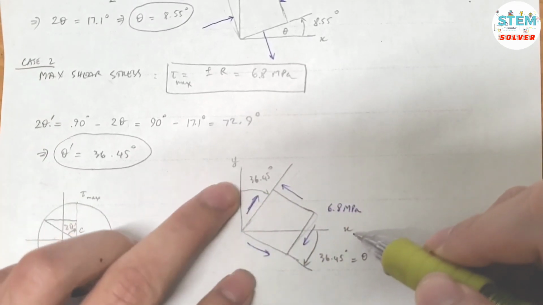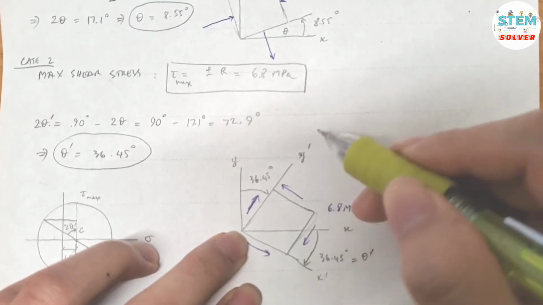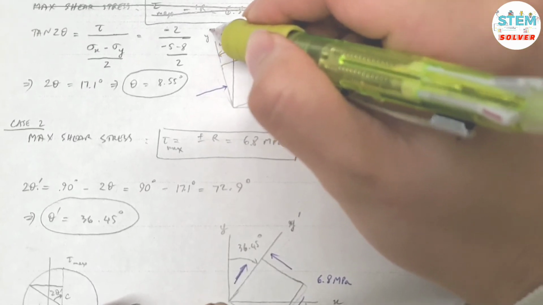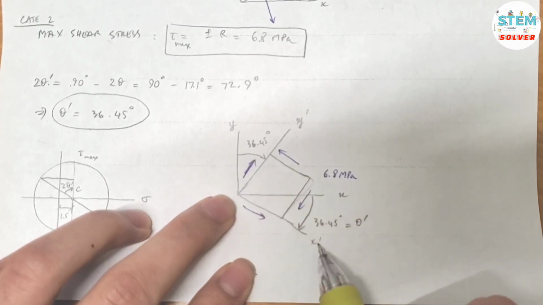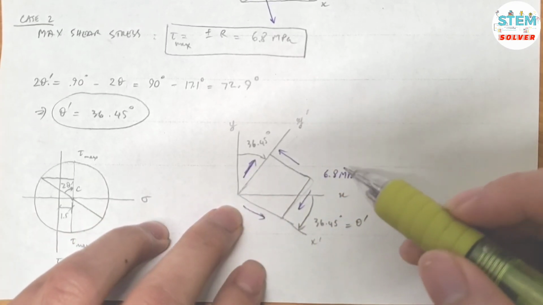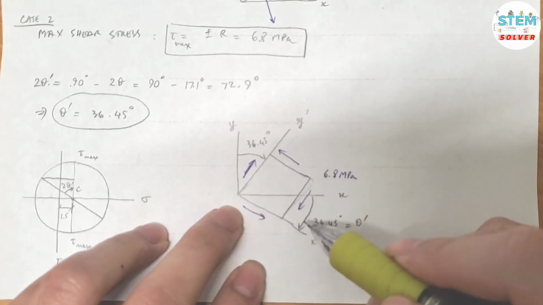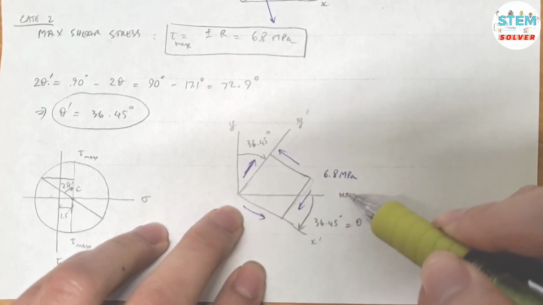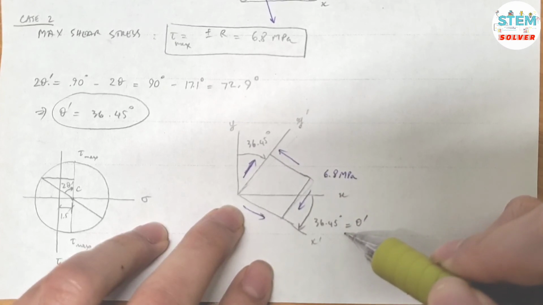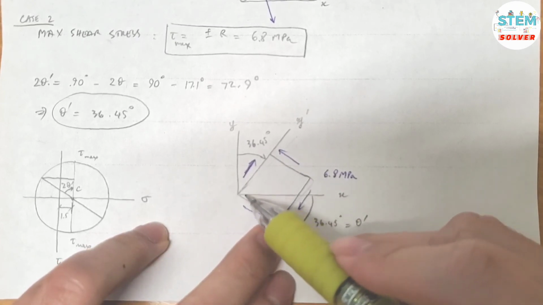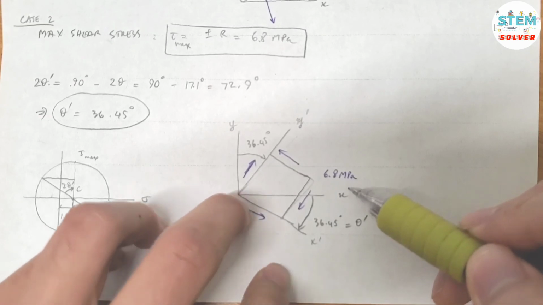So over here I have xy coordinates, and this should be x prime, y prime. Okay, so here's my xy axis and x prime, y prime. Like I mentioned earlier, for the maximum shear stress, it's going to go clockwise, so rotate like this. Initially it's at x, and then it rotates clockwise 36.45 degrees. Then it ends up being in this shape, and the maximum shear is 6.8 megapascal.